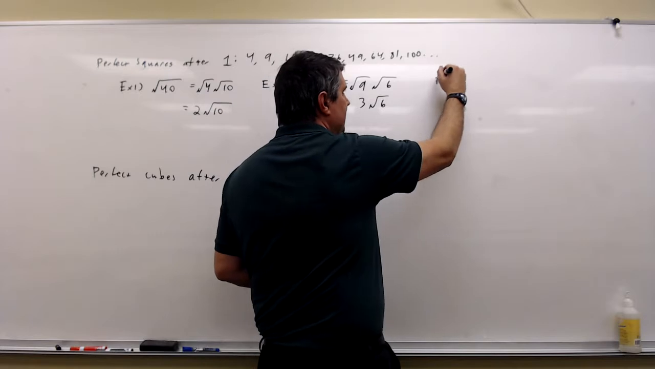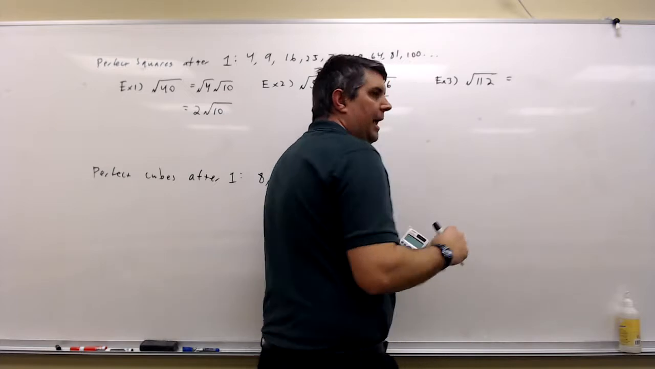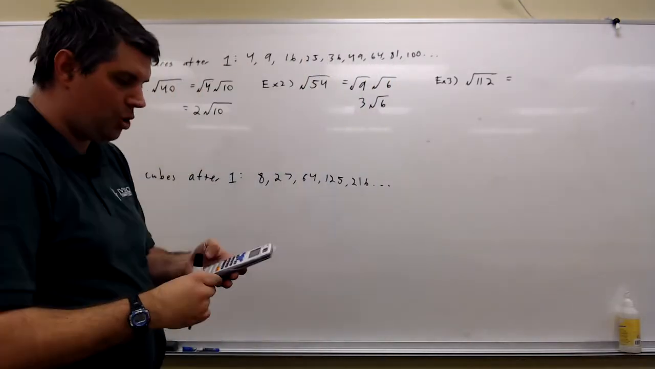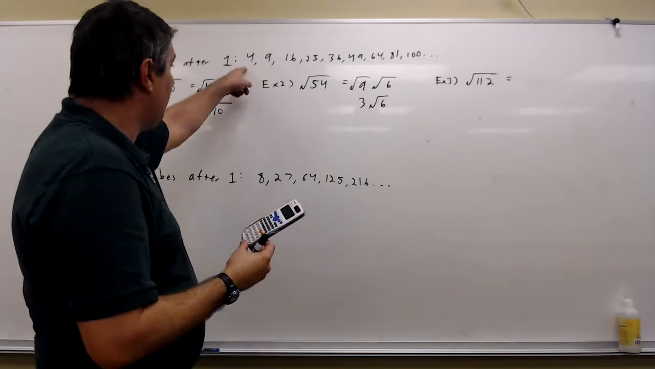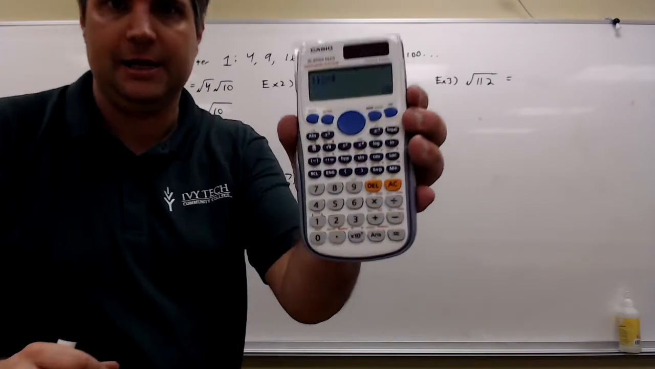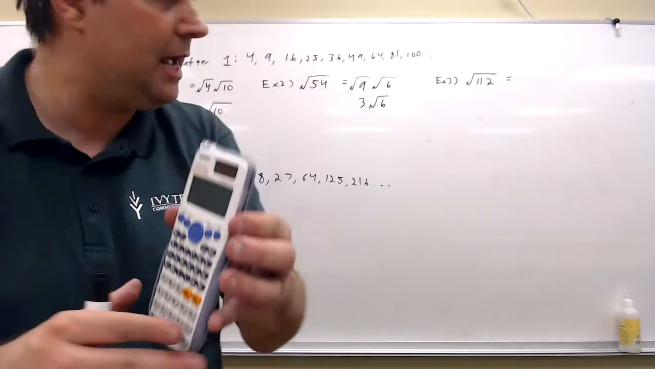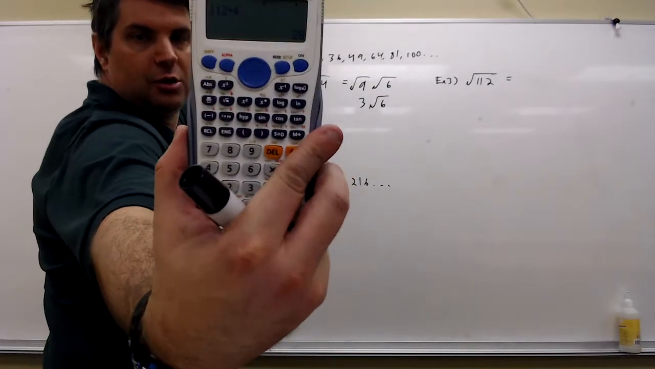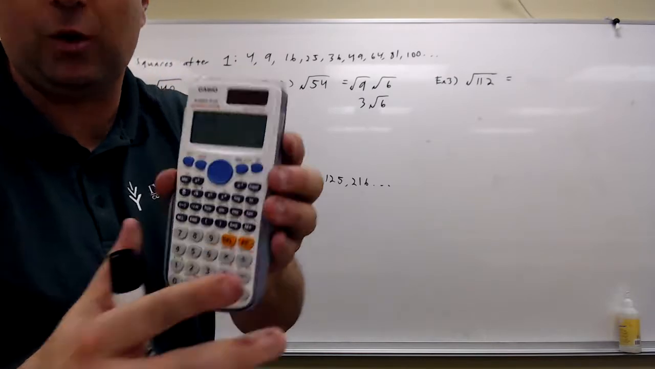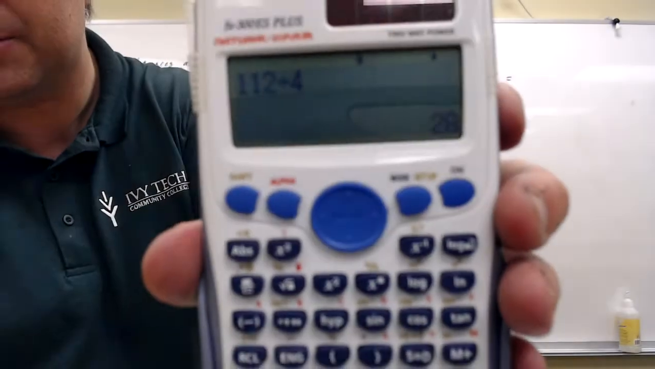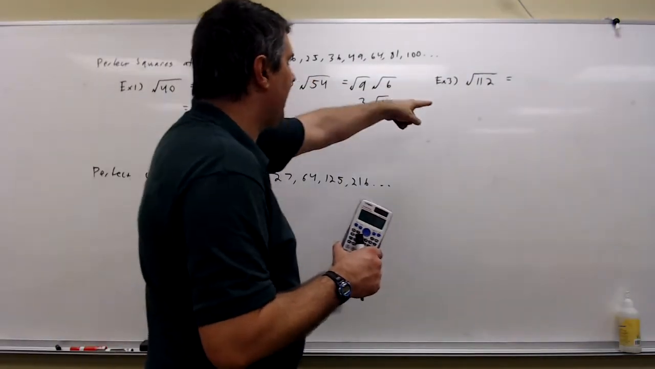I believe I had example 3 being the square root of 112. So I'll try 4 first. 112 divided by 4 is 28. And 28 is divisible by 4. So since 28 is divisible by 4, that's not high enough.